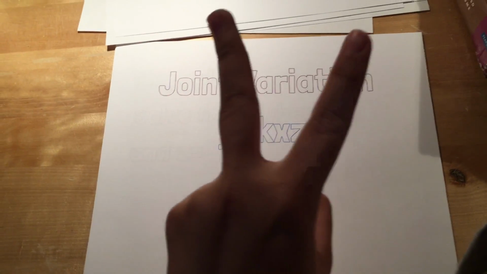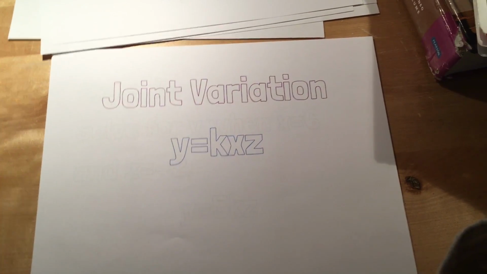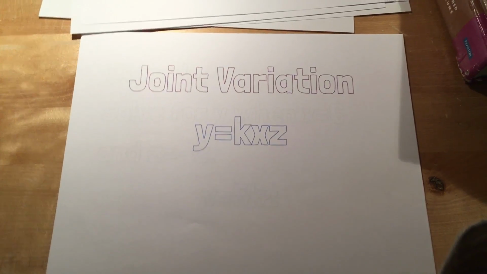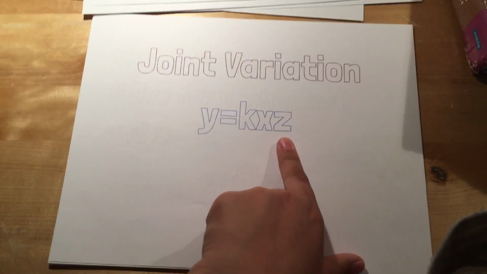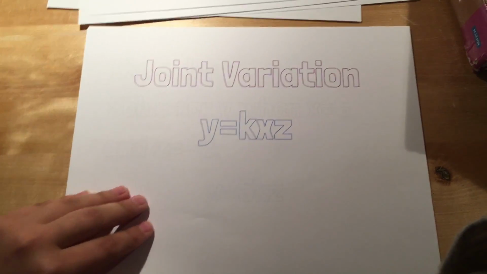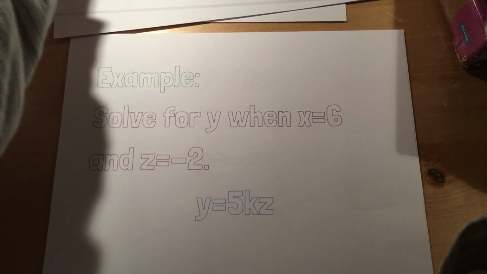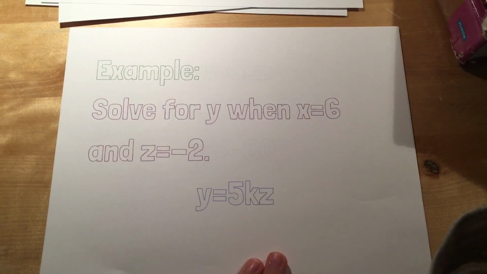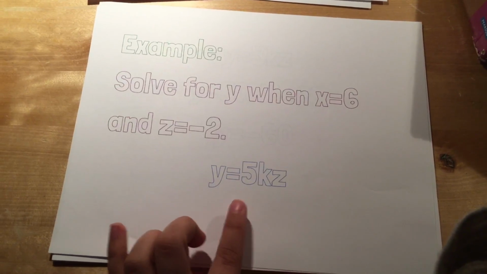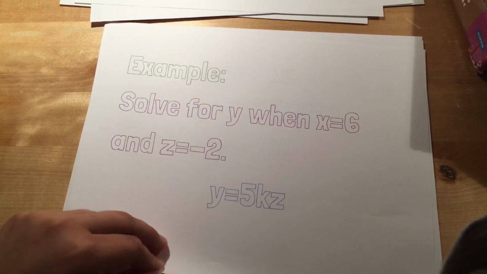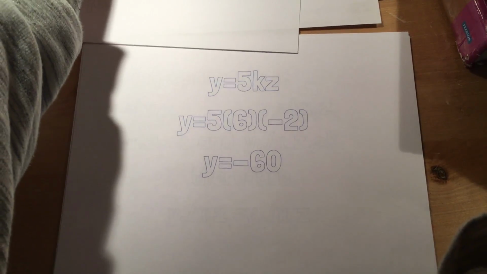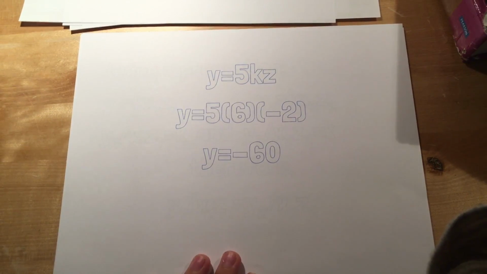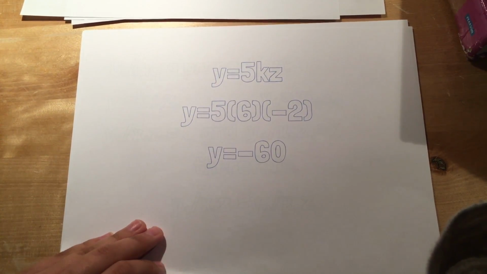The second type of variation we'll be learning about today, joint variation. Once again, our base equation will be y equals kxz. Now, we added a new variable, z, so be on the watch out. Example. Solve for y when x equals 6 and z equals negative 2. The equation they give us is y equals 5kz. Y equals 5 times 6 times negative 2. Y equals negative 60.